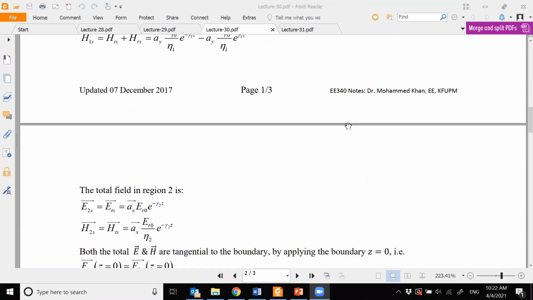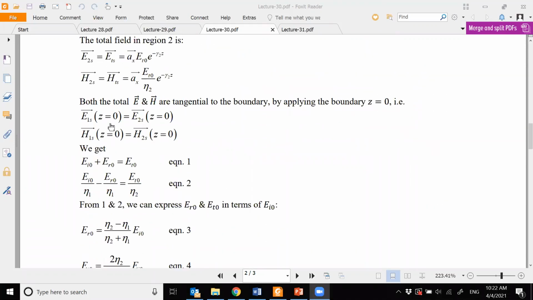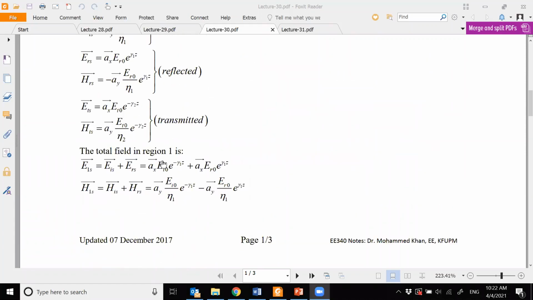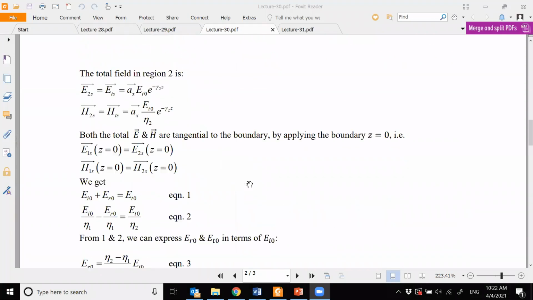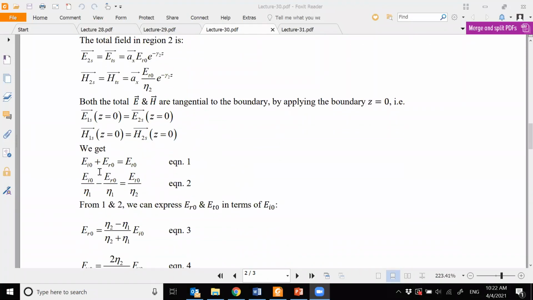When we substitute the expressions at z equal to 0, so substitute z equal to 0 here. e to the power minus 0 is 1, so all the exponential terms will go away. Therefore I will get EI0 plus ER0 is equal to ET0, and EI0 over eta1 minus ER0 over eta2 is equal to ET0 over eta2. So this is when applying the boundary condition for the electric field.